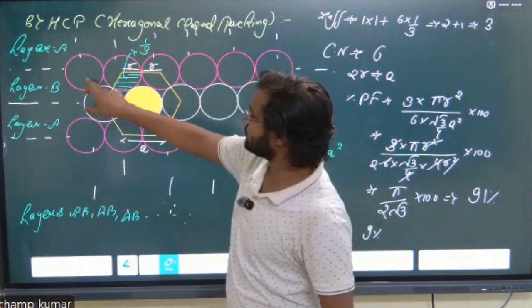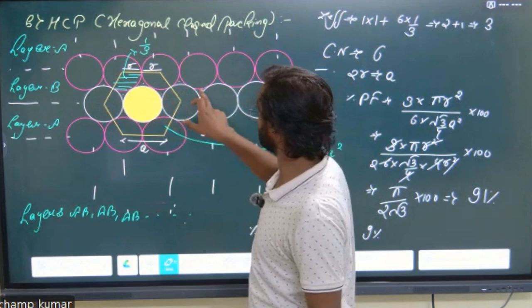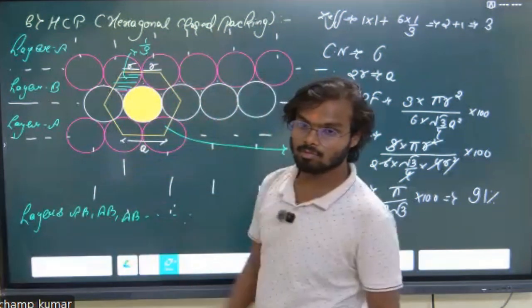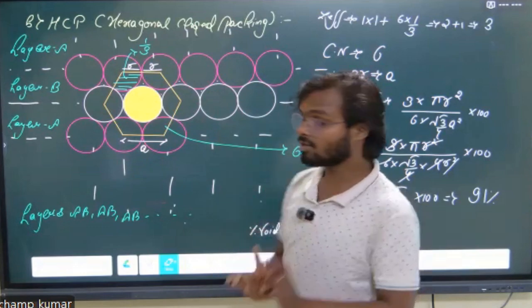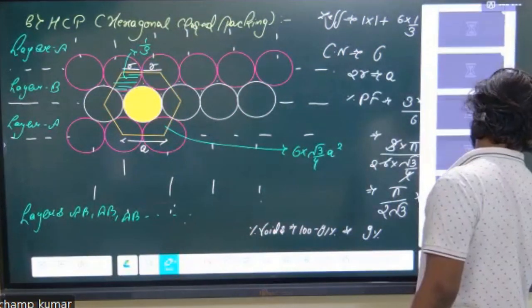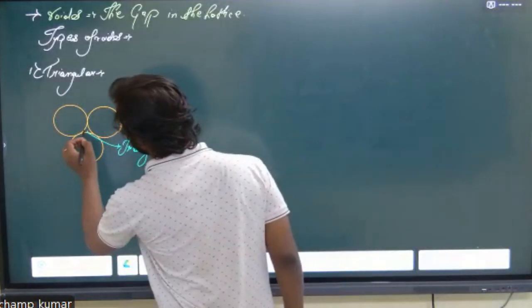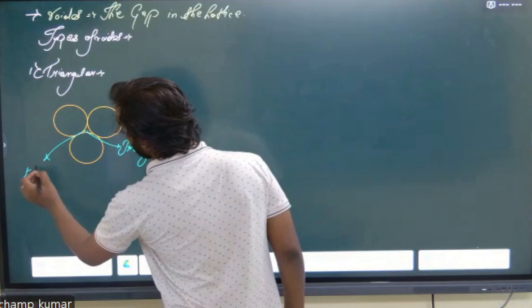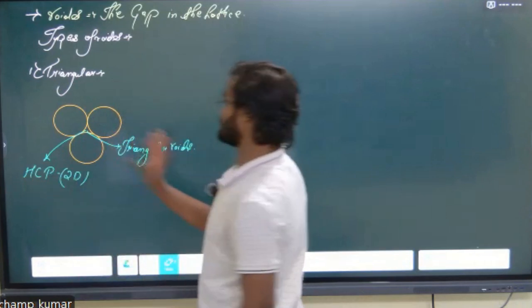See, three atoms, this void, this void, this void, this void. All are what type of void? They are triangular voids. So it is in HCP 2D. This type of question they ask multiple times. So you take HCP 2D, and you will get this triangular void.